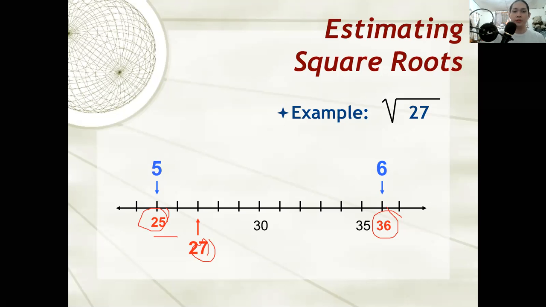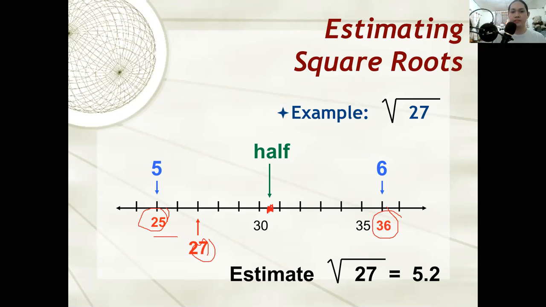Now, how do we approximate the square root of 27? We all know that half of the numbers from 25 to 36 can be found there, as you can see with the green arrow. This is the half of the numbers. Sorry, it's not half here. The half is located here, between 5 and 6, or 25 and 36, as you can see. Next, we can now estimate the square root of 27.